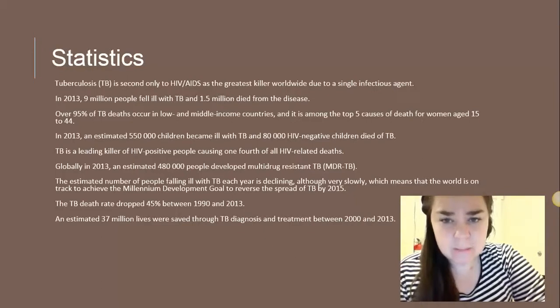The estimated number of people falling ill with tuberculosis each year is declining, although very slowly, which means that the world is on track to achieve the Millennium Development Goal to reverse the spread of tuberculosis by 2015. The tuberculosis death rate dropped 45% between 1990 and 2013, and an estimated 37 million lives were saved through tuberculosis diagnosis and treatment between 2000 and 2013.